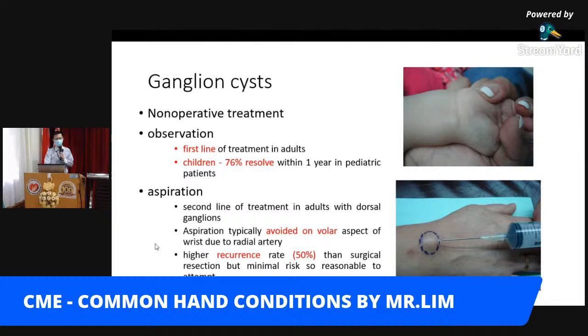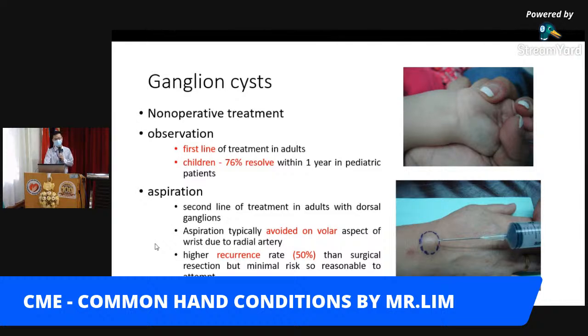If required, then there's a choice of aspiration. Like I said before, the volar aspect must be very careful because it's very near to the artery. So don't simply aspirate the volar ganglion cyst.